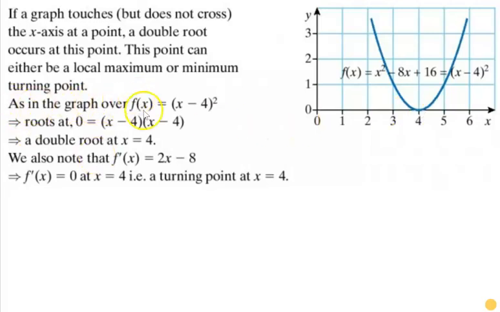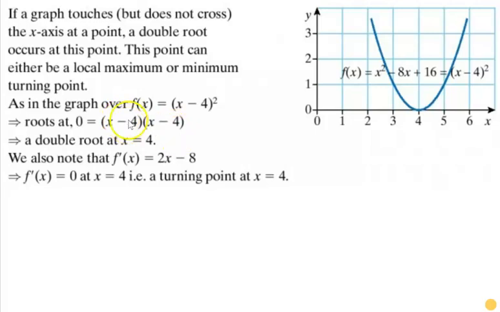As in the graph, f of x equals (x minus 4) squared. To find the root, we let 0 equal x minus 4 times x minus 4, because (x minus 4) squared is x minus 4 times x minus 4. So therefore, there's a double root at x is equal to positive 4. Since we've got x minus 4 and x minus 4 as our brackets, x is equal to 4 is where the double root is. So we can see that's where the minimum turning point is.